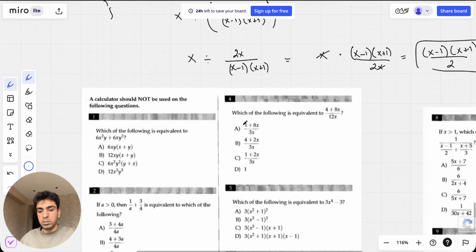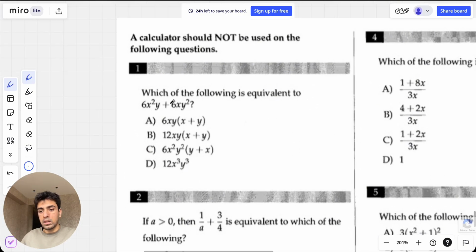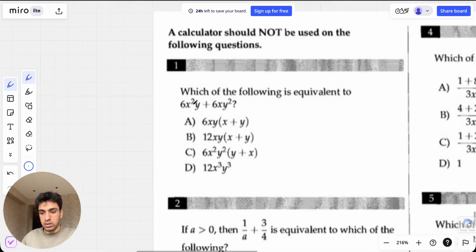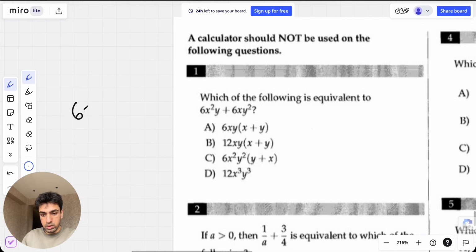Alright, moving on, question 1. It says, which of the following is equivalent to this? Now look for what you can factor. So in this case I have 6, there's x and there's y. So you can factor all three actually. So 6 can be factored first. Then we have x squared and we have x. So you always choose the variable with the smaller power. So in this case this is x to the power of 1. You can take that because that obviously factors into x squared. So 6x, and then we have y and y squared. So again you'd factor just the y.